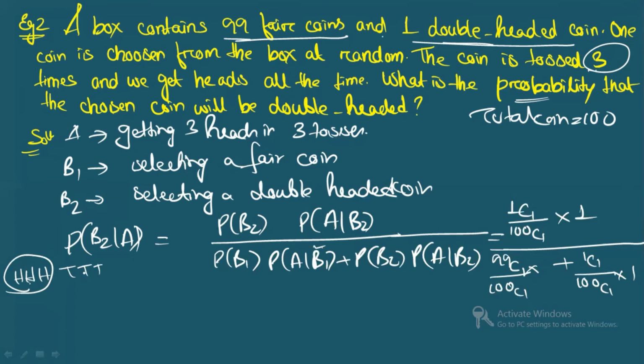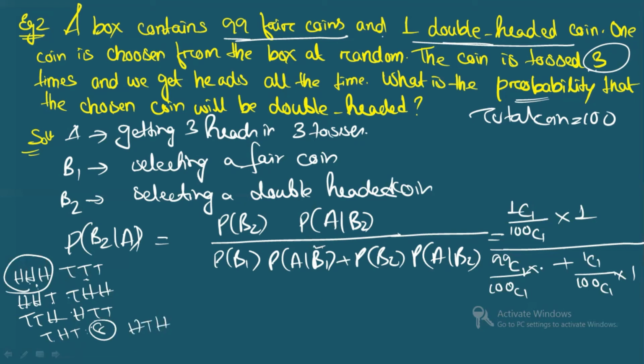Means you will get either 3 heads, 3 tails, first 2 heads then tail, or first tail then 2 heads, or first 2 tails then head, or head then 2 tails, or tail head tail, or head tail head. In total there are 8. You can write and see. 3 heads, 3 tails, 2 heads 1 tail, tail then 2 heads, tail head tail, head tail head. Okay, this is one outcome.